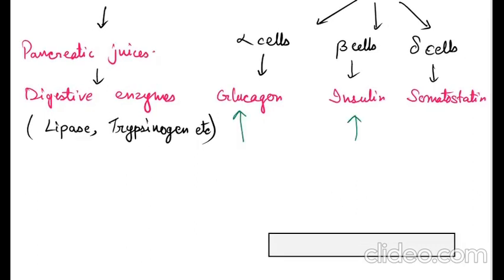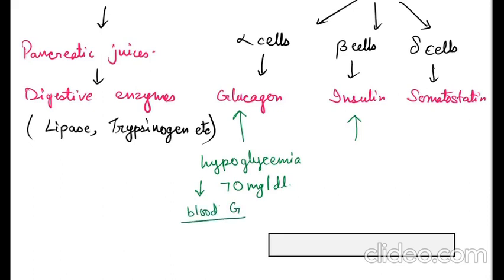Now let's talk about when glucagon is secreted. Glucagon is secreted during hypoglycemia, which means that the concentration of glucose in the blood is less than 70 mg per dl. So I'm talking about blood glucose. When the blood glucose is less than 70 mg per dl, we are suffering from hypoglycemia. In that condition, glucagon will be secreted from the alpha cells.